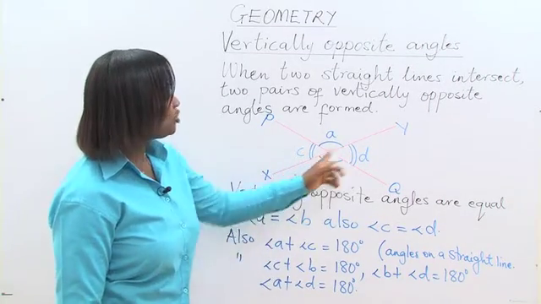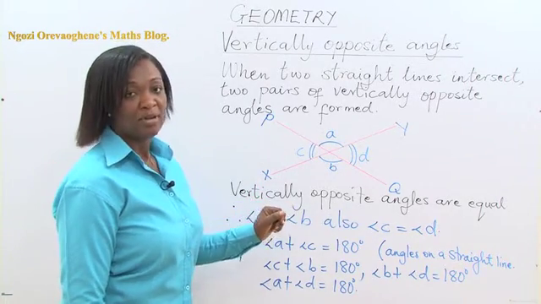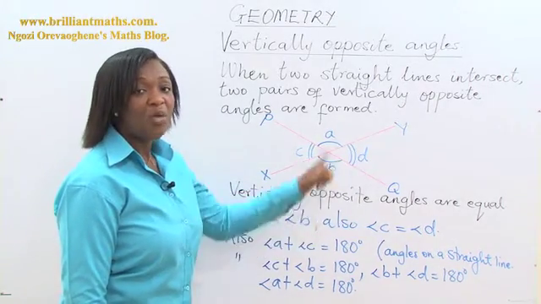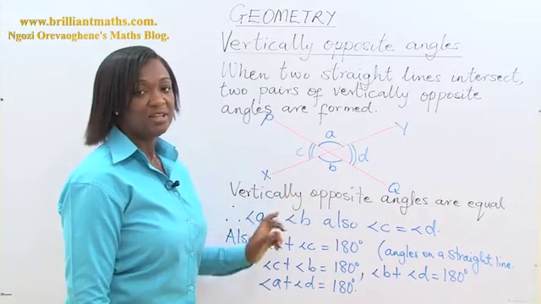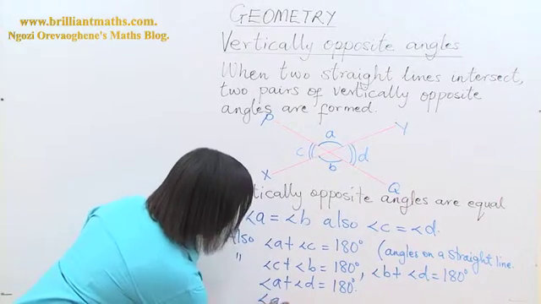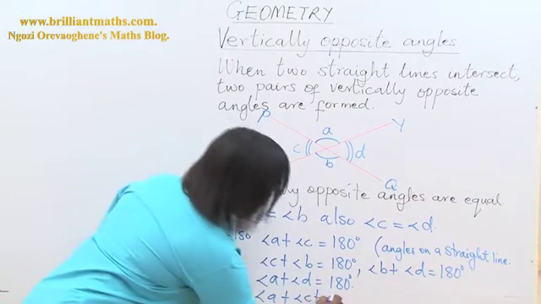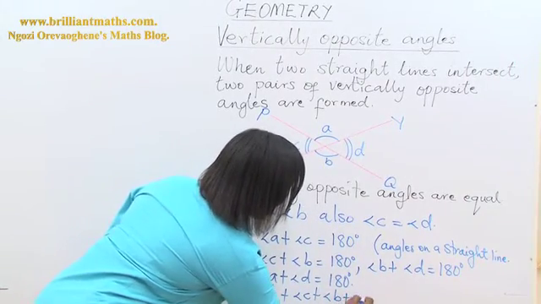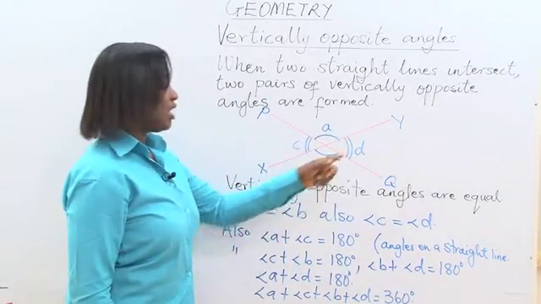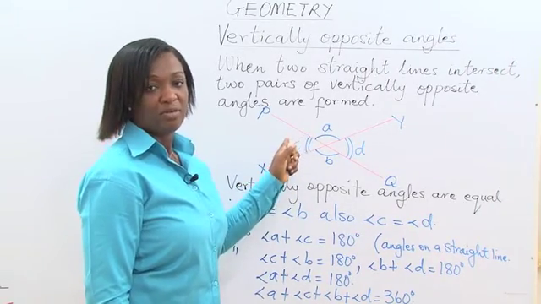We can see that we have two straight lines here, line XY and line PQ. So A plus C plus B plus D all will add up to 360 degrees. We have two straight lines. So we're saying that angle A plus angle C plus angle B plus angle D is equal to 360 degrees. That will give us the angle at a point, which is a complete revolution.